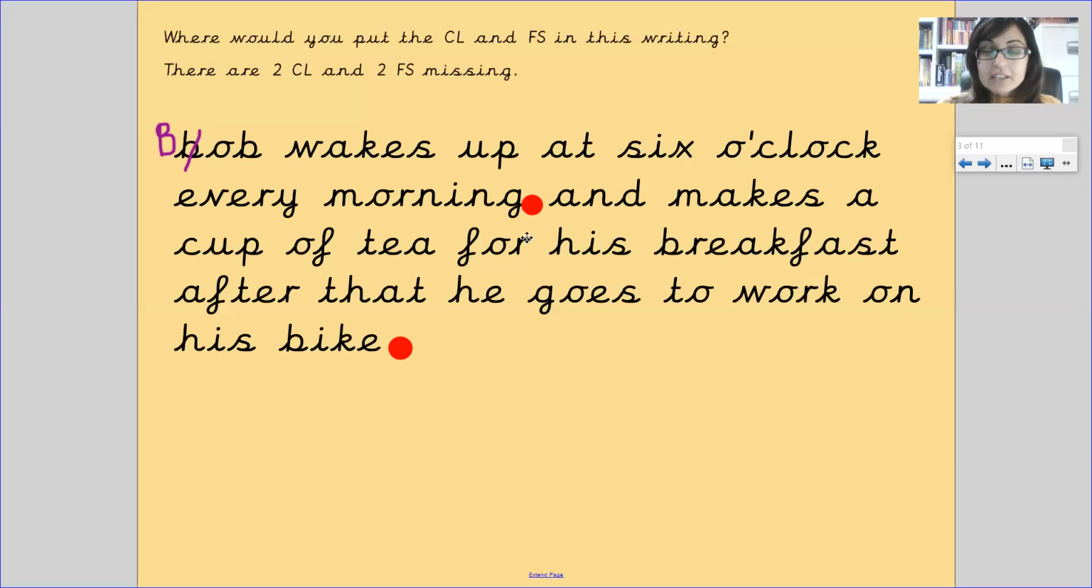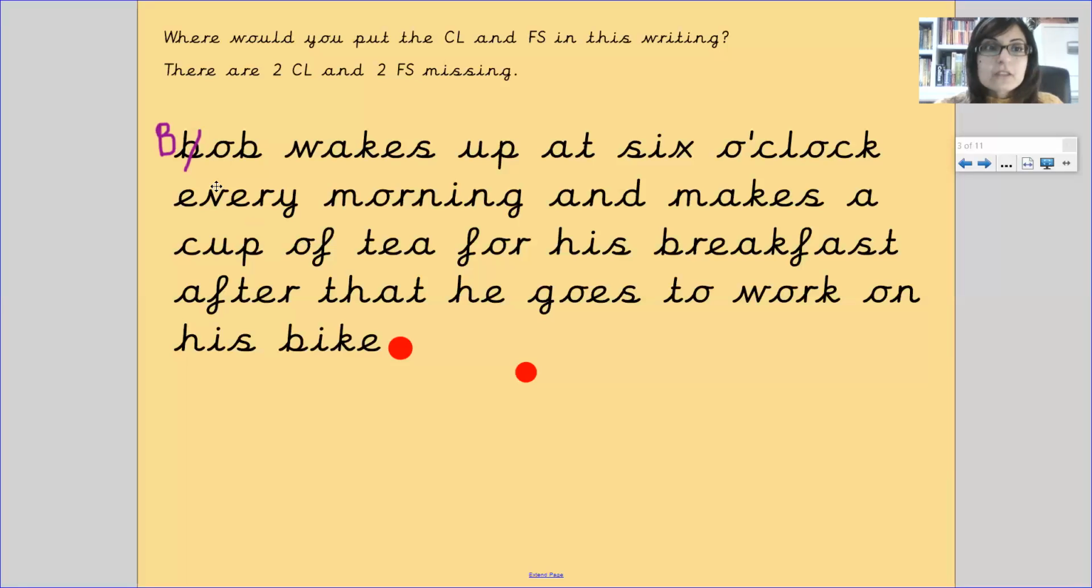Now let's check. Does the second part make sense? And makes a cup of tea for his breakfast. After that, he goes to work on his bike. Well, we're starting the sentence with an and, so we know that's not going to make sense. So we're going to move it again. I'd like you to pause the video here and have a think, where might you put the first full stop to make the first sentence?